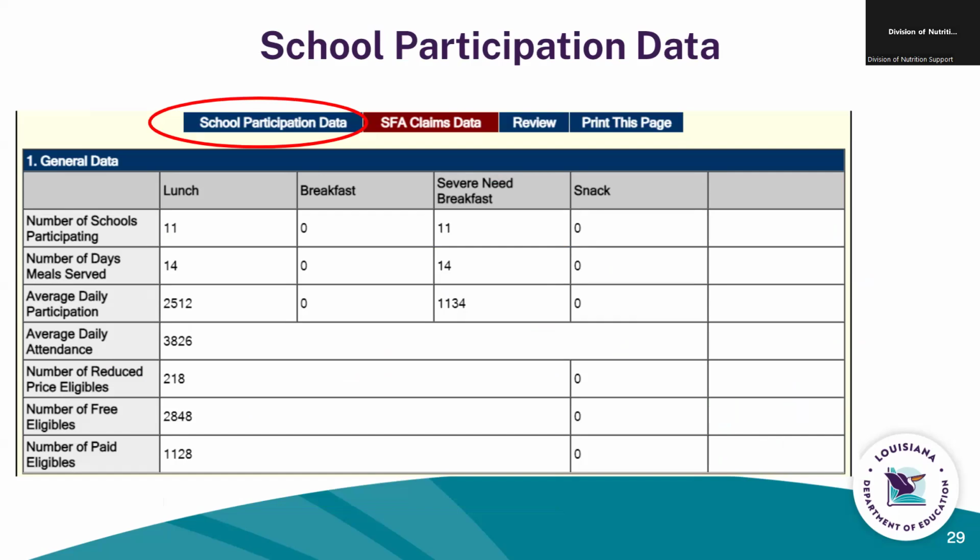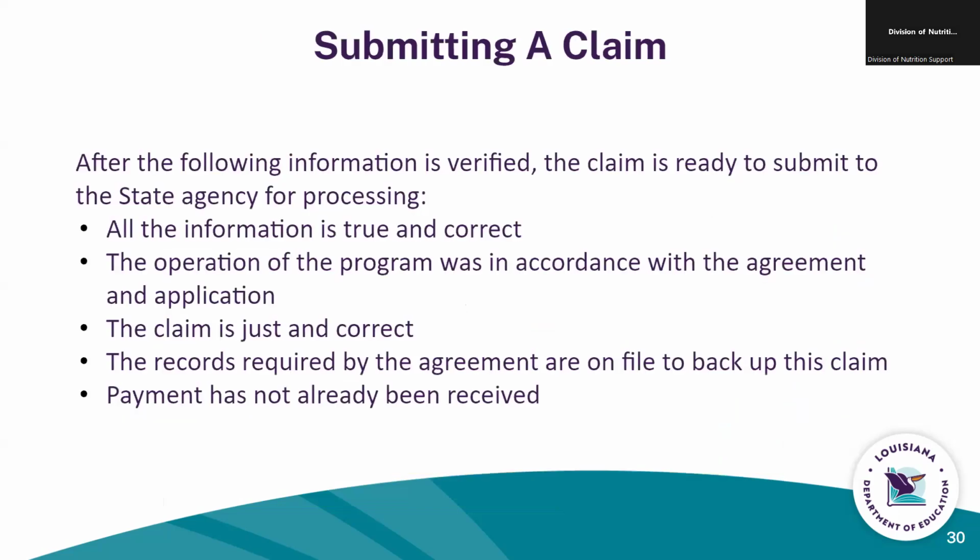So next, submitting a claim. Before submitting a claim, the following information must be verified. All information is true and correct. The operation of the program was in accordance with the agreement and application. The claim is just and correct. The records required by the agreement are on file to back up this claim, and the payment has not already been received.